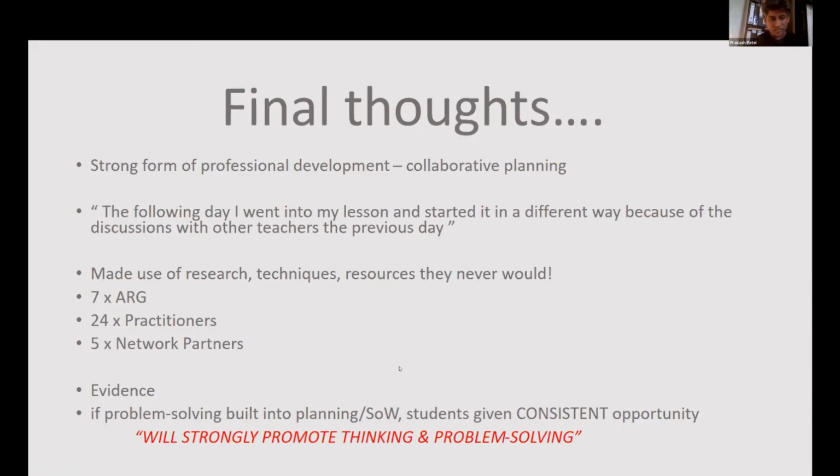In total, we had about 7 action research groups. We had 24 practitioners taking part, 5 network partners. And what we saw at the end of it is that if problem solving is looked at carefully, built into the planning, embedded into the scheme of work, and given to students consistently, then this will definitely strongly promote thinking and problem solving. So that's what we found at the end of it.